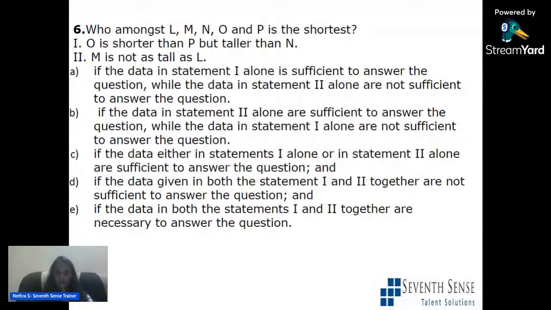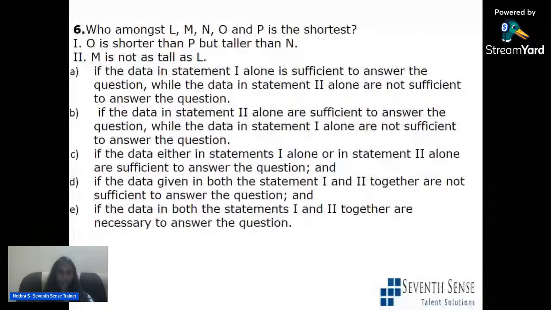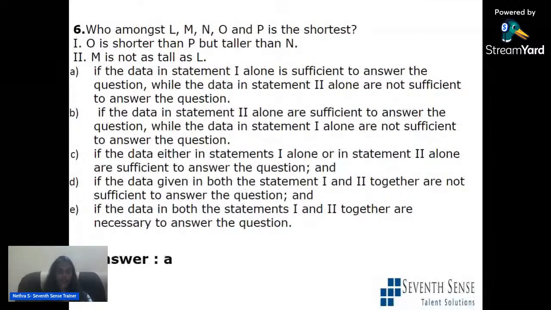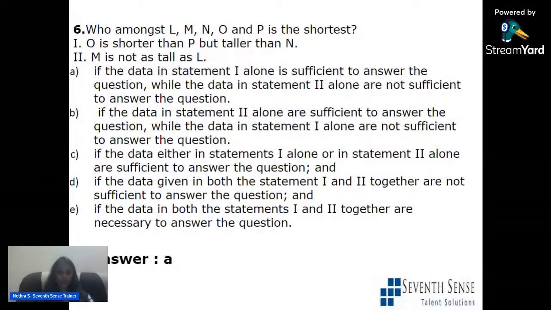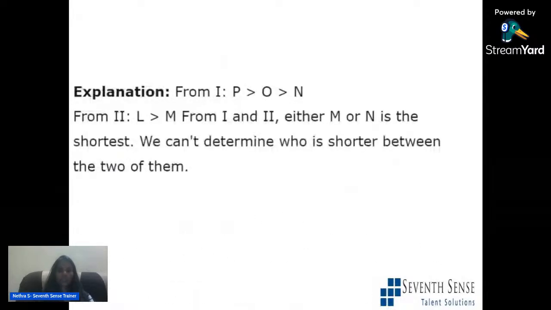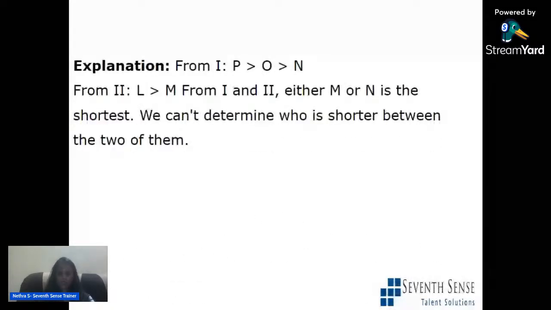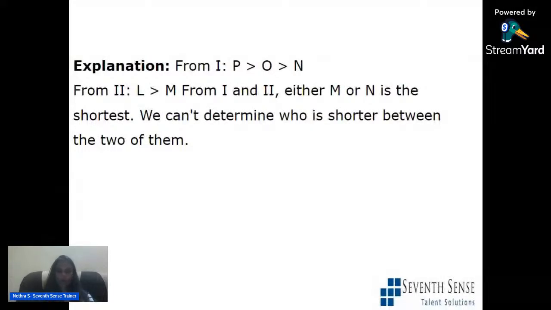Okay, very good. So we'll see the correct answer first. Option A is the correct answer. It is saying that statement 1 alone is sufficient rather than 2. So here is the explanation. From statement 1, P is greater than O and O is greater than N. From 2, L is greater than M. And from 1 and 2, either M or N is the shortest. So we can't determine who is shorter between those two. But we can get the answer from option A.